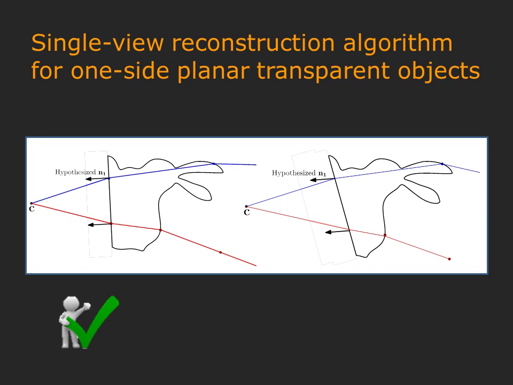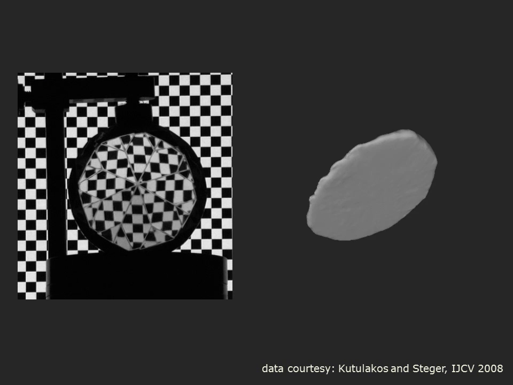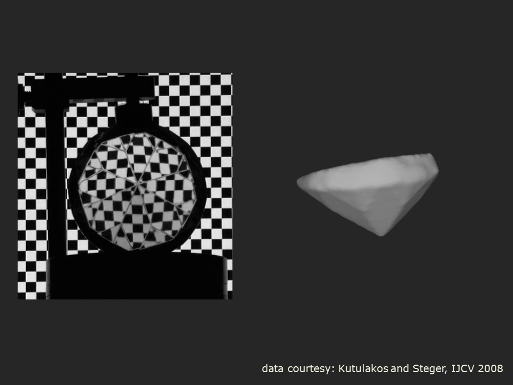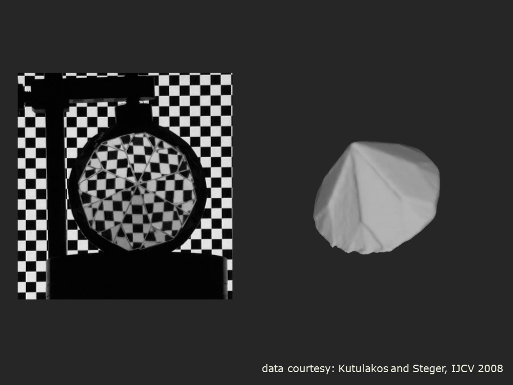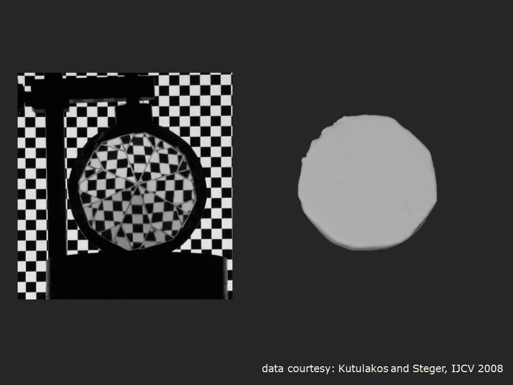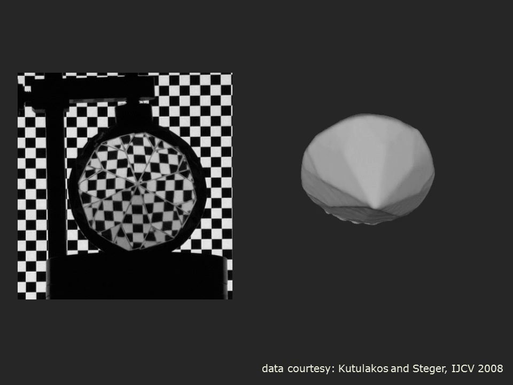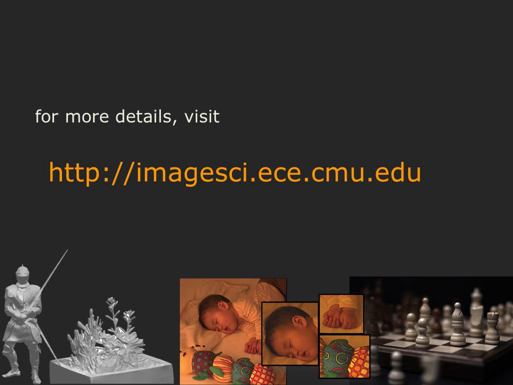The idea is that we can generate three light ray correspondences that share the same surface normal. And by looking for a consistent surface normal that validates our hypothesis, we can recover the shape of the object. Here we show a reconstruction result using the planar assumption. Notice how the details of the different facets of the diamond are all preserved. For more details, please visit our lab webpage.